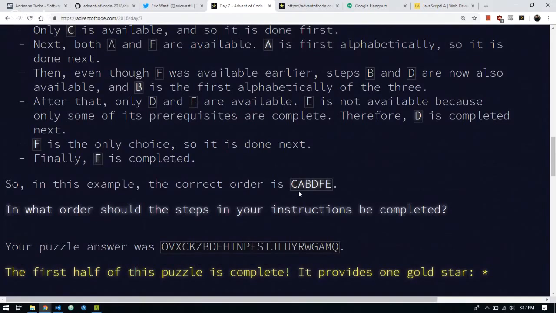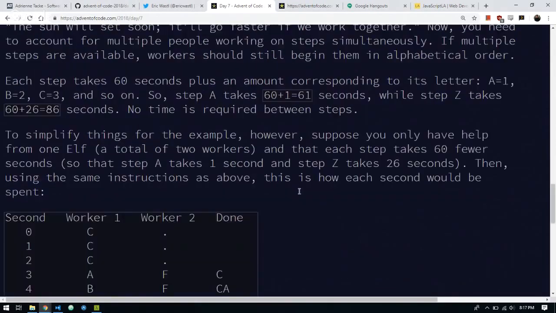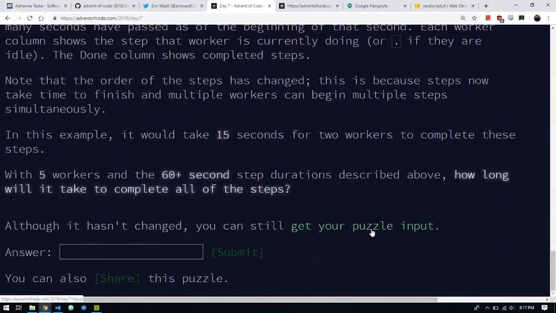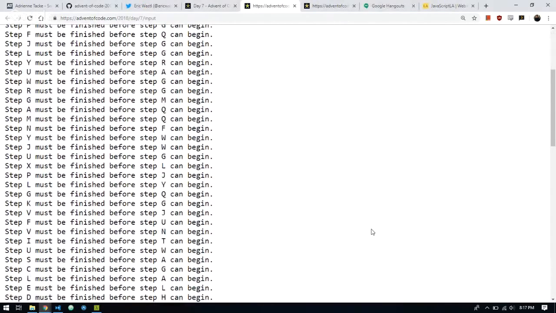So now it's my turn to figure that out. And again, you cannot brute force this. Let's see what my puzzle input looked like. There we go. That's my puzzle input.